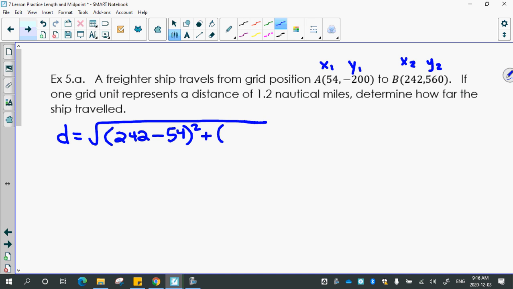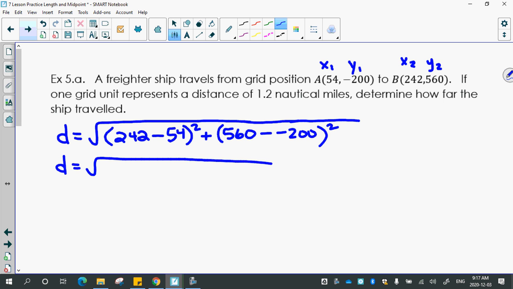Plus y2 is 560. Subtract y1, which is also negative. So we're subtracting a negative. Some people might want to put inner brackets around that. You don't have to, it's up to you, but make sure you squared. So then once you've got all of the four numbers in the right spot, now it's just using your calculator and your formula.